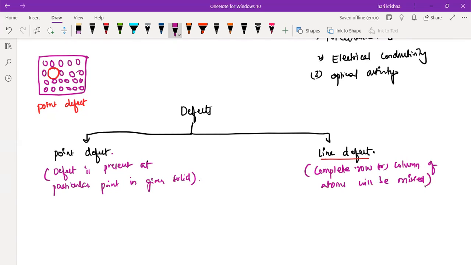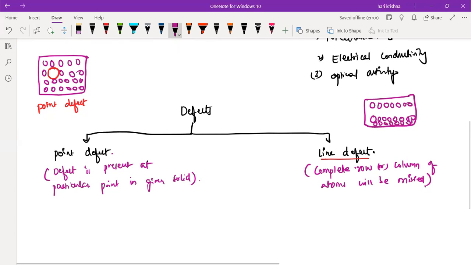Okay. That means if you draw one diagram here, like this atoms will be there. Again, next row, one more atom will be there. But in the second place, there is a complete empty space, right? Along this, the complete row, the atoms are missing. That is the line defect. Or if you take the column, it is a column defect. Clear these two statements? Any doubts? Preeti, Ramchand, Vishwanath.